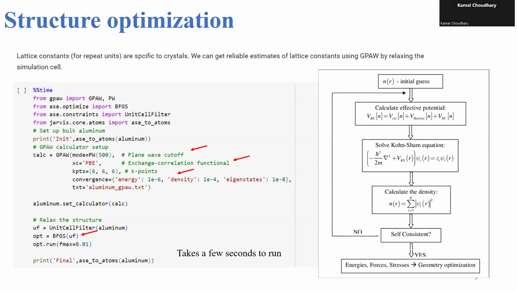Then this calculator object called calc is given to aluminum, and we use something called BFGS. This is also the name of scientists. It's a way to optimize the atomic position. Basically, it will take a guess electronic charge density, then calculate the electronic density, and from there calculate the wave functions, calculate the energy difference, and do it iteratively until it has converged. After a few seconds of running the simulation, you can get a final atomic structure of aluminum.